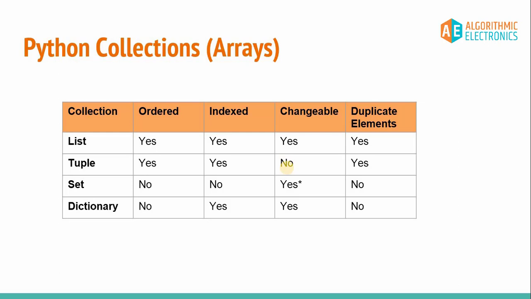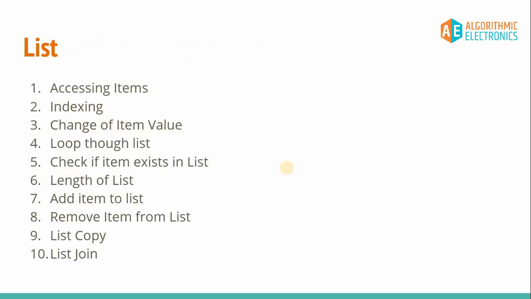As far as the list is concerned, it is completely changeable, so we can add an extra element to the list, we can delete some element from the list, and we can modify the value of an element in the list. Secondly, duplicate members are still allowed inside the tuple. This is similar to the list, so this property matches with the property of the list.